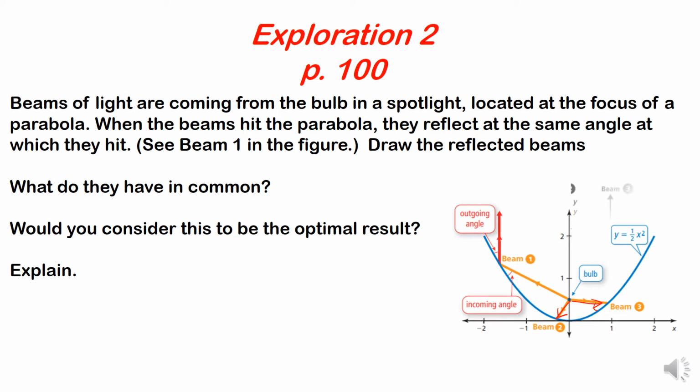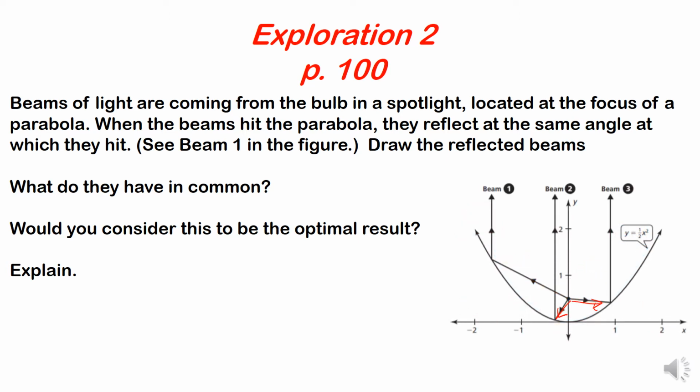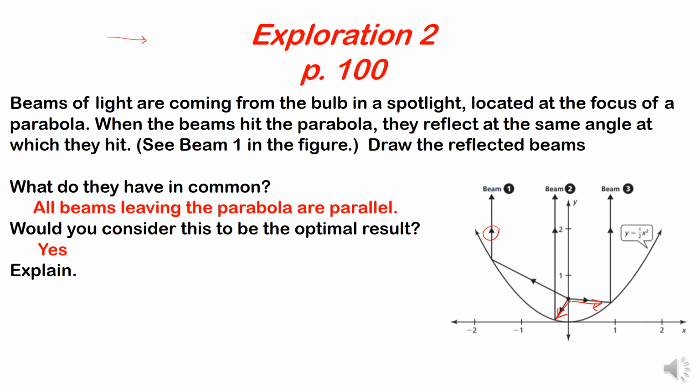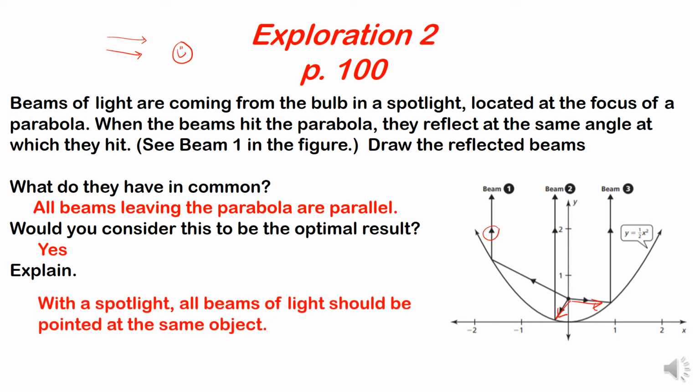When you're done, they should look like this. Notice they're all going out. What do they have in common? What does this mean? They are all parallel. Would you consider this to be an optimal result? Sure. Why? Well, when you've got a spotlight on something, don't you want all the beams pointing to what you're spotlighting? So with a spotlight, all beams of light should be pointed at the same object.